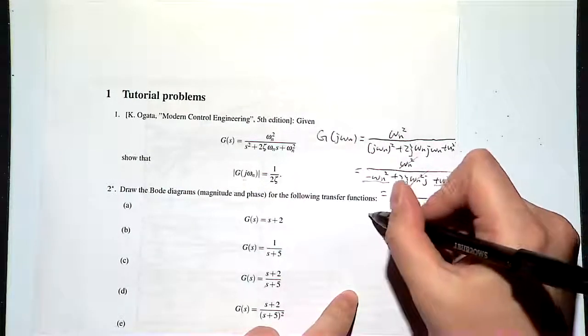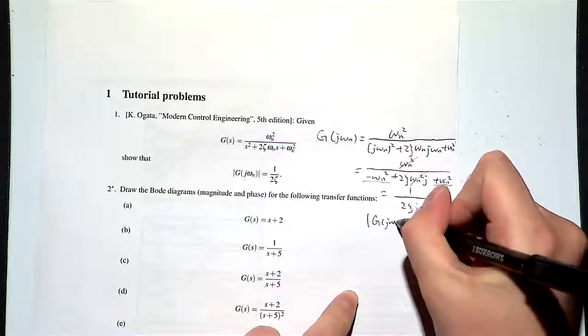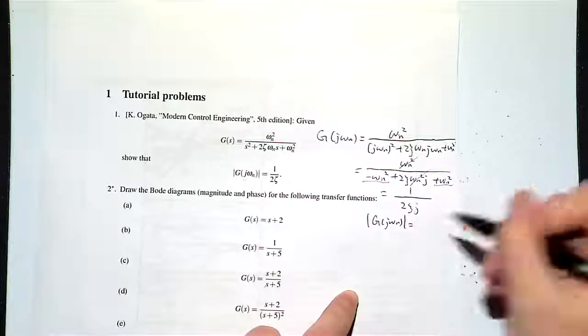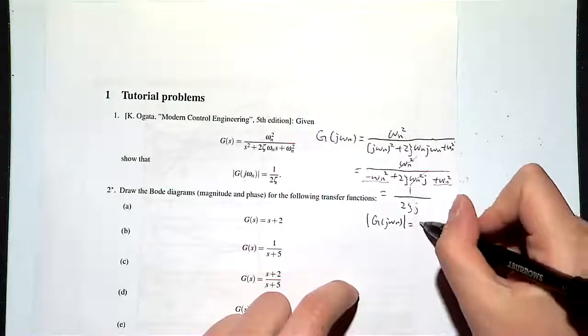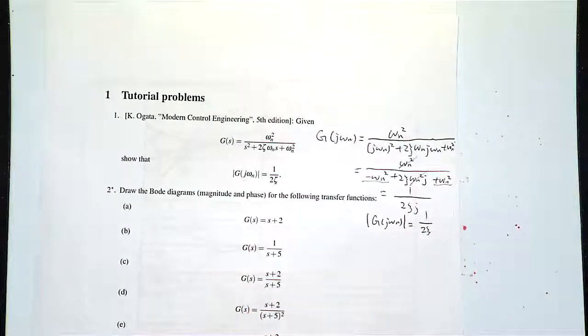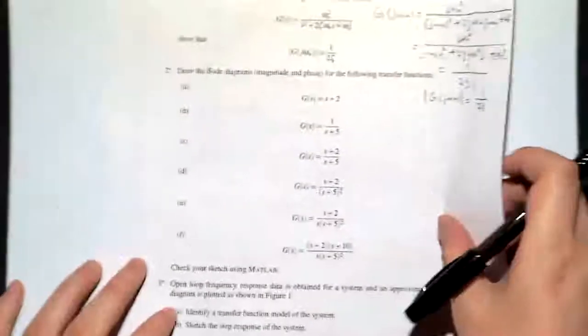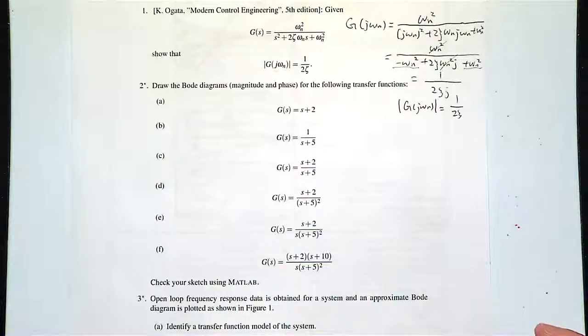And then if you take the magnitude, it will be really straightforward. It will be just 1 over 2 zeta. Is everyone following that? Okay, so that's question 1. So now we move on to question 2.